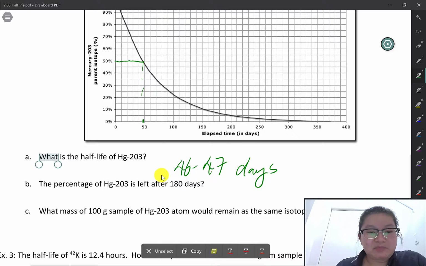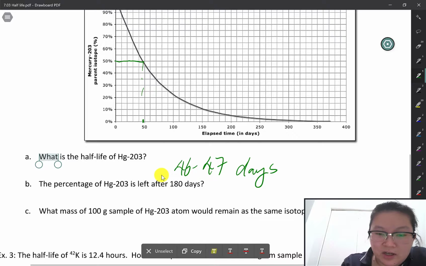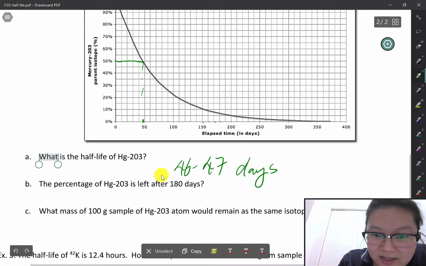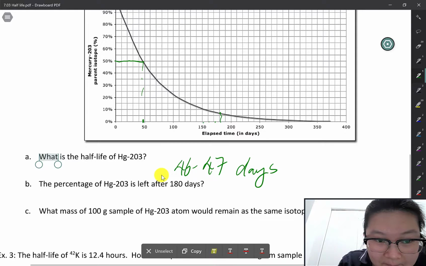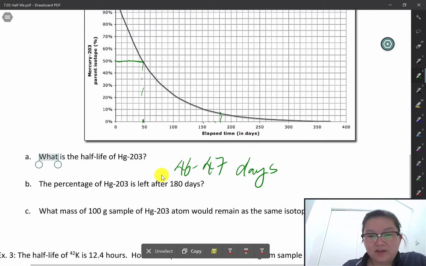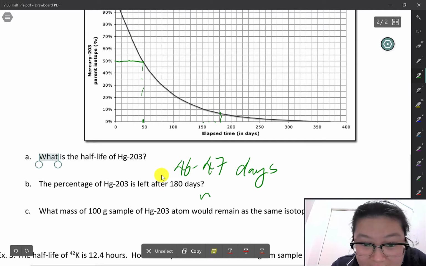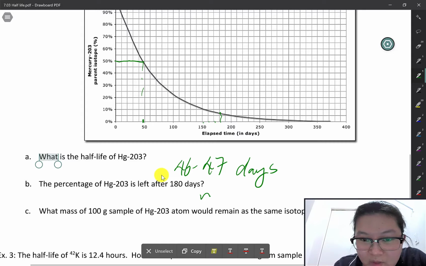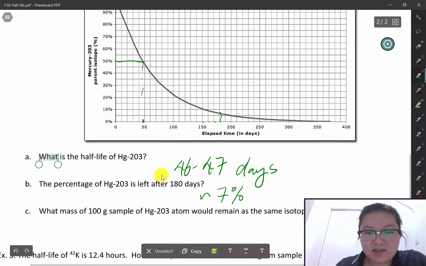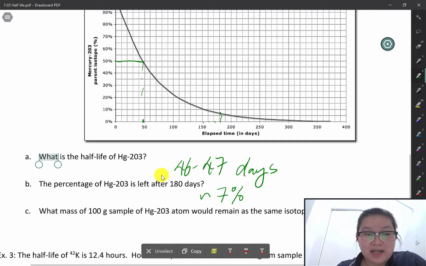Next up is B. We want the percentage of the parent nucleus left after 180 days. Again, we're going to perform an interpolation, and this is 150, 160, 170, 180 right here. It looks like about 7-ish%, could be anywhere between 7 to 8%. It looks about 7% of the nucleus is left over.